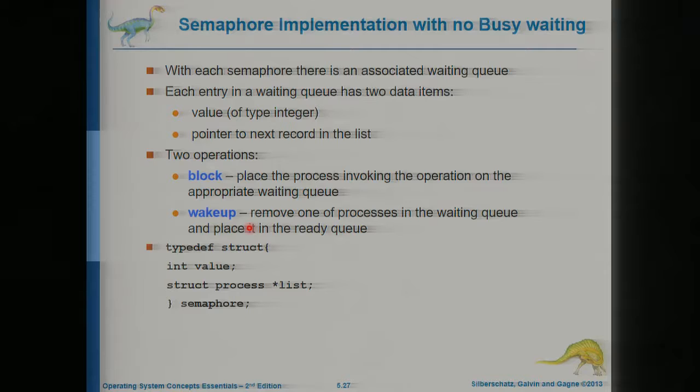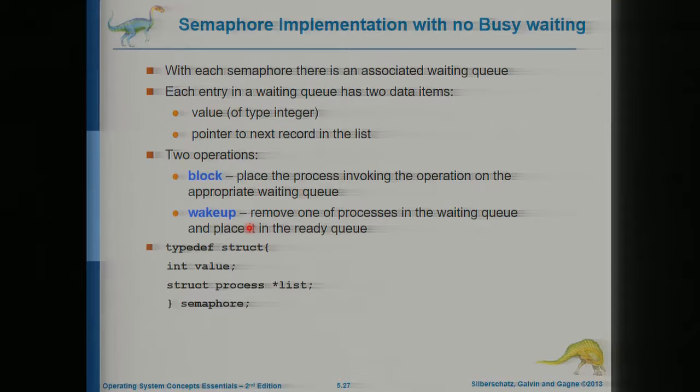So with each semaphore there is an associated waiting queue. What you can do is have two operations, block and wake up, instead of putting processes into busy waiting by executing a while loop. If the while loop is executing, then it is called a spin lock semaphore. In that case, the waiting process will simply repeat the while loop and it will be using the CPU just to wait.